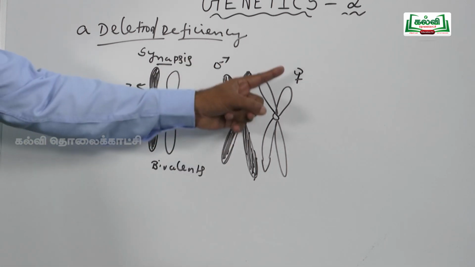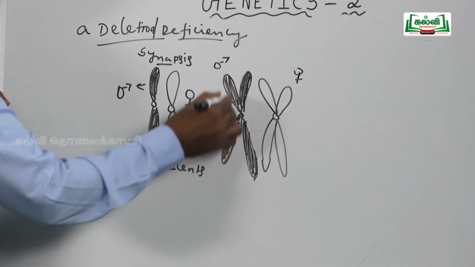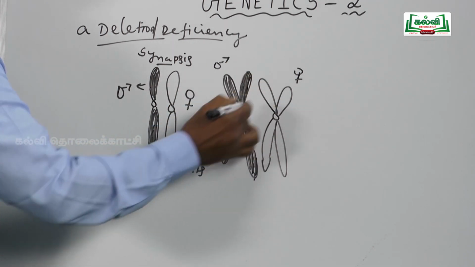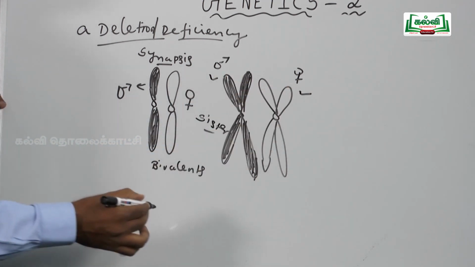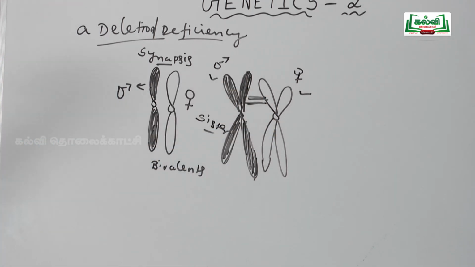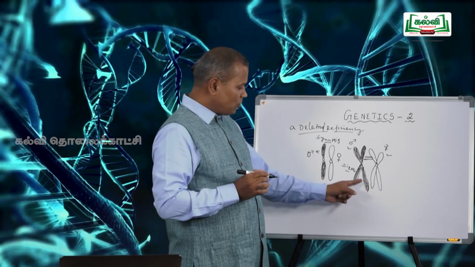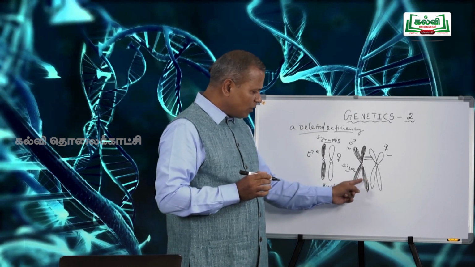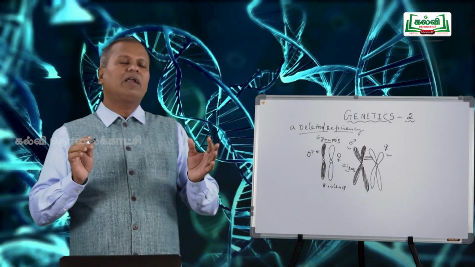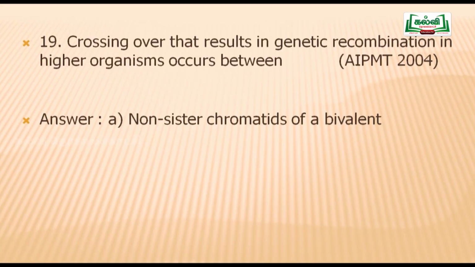The original chromatids come from the parental side, either from the paternal side or the maternal side, and are known as the sister chromatids. This one is sister original, this one is sister original. The newly formed chromatids are known as the non-sister chromatids. Crossing over actually takes place between the non-sister chromatids of homologous chromosomes. The exchange of genetic material between the non-sister chromatids of homologous chromosomes is said to be crossing over. So the correct answer for question number 19 is option A, non-sister chromatids of a bivalent.